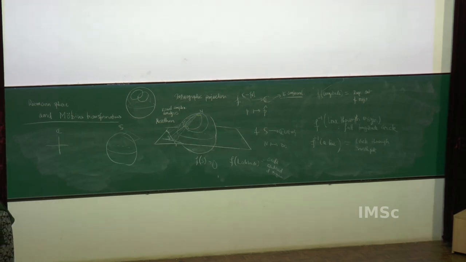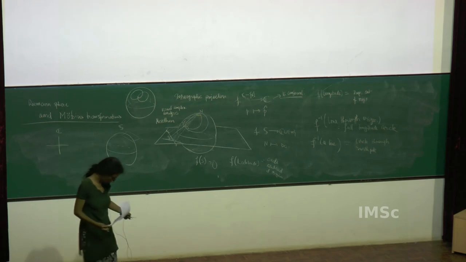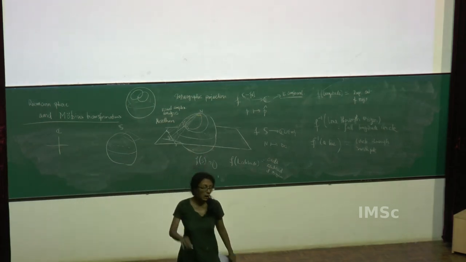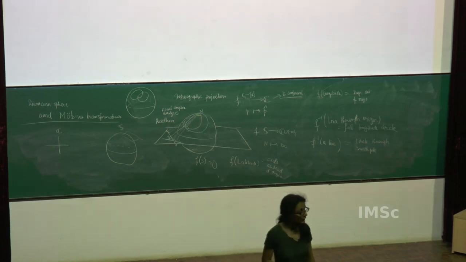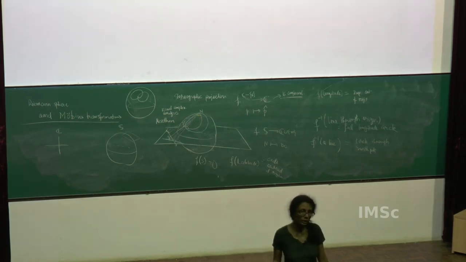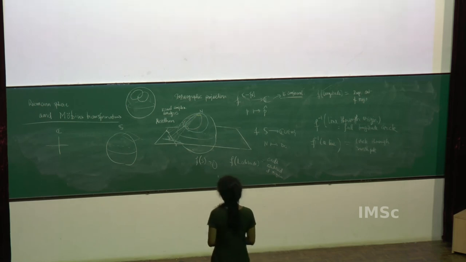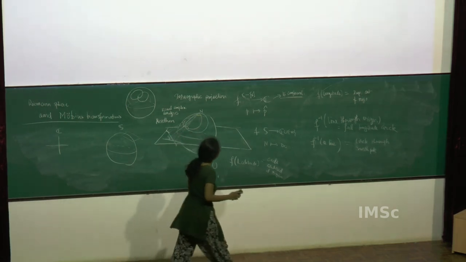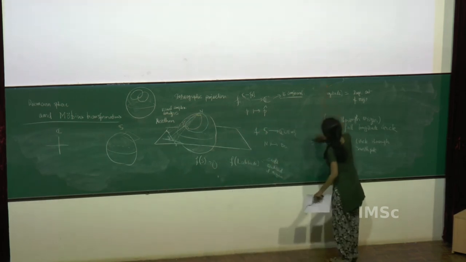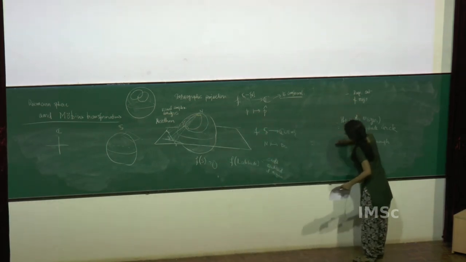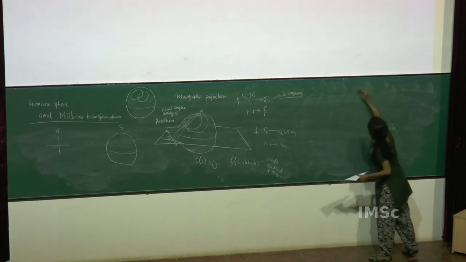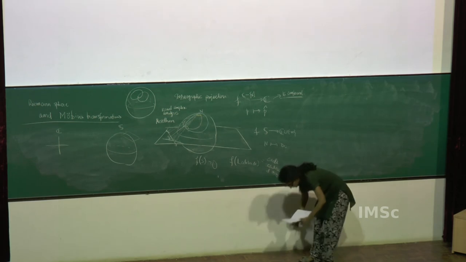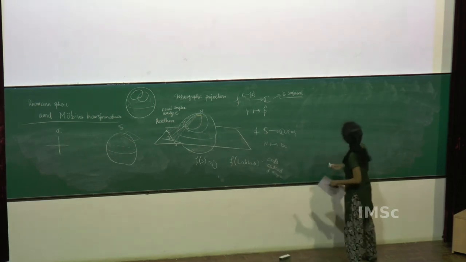Okay, so now what we are going to do is go back. We listed out a bunch of symmetries of C, right? Let's see what those symmetries do on the Riemann sphere. So what were our examples?